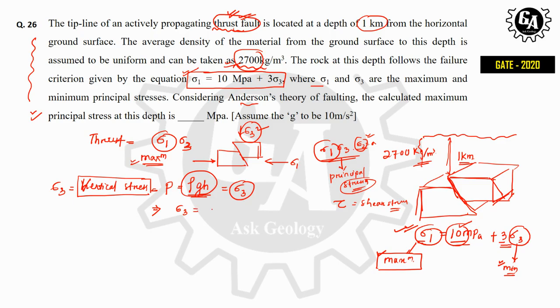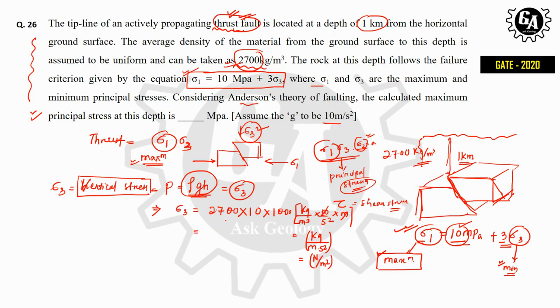So sigma 3 is equal to rho gh. What is rho? This is given 2700, let's just say unit kg per meter cube. What is g? G is given to be 10 meter per second square. And what is h? H is 1 kilometer, that is 1000 meter. Okay, this is the unit. You just simplify, the meter will cancel out, so this is kg per meter second square, which is nothing but Newton per meter square.